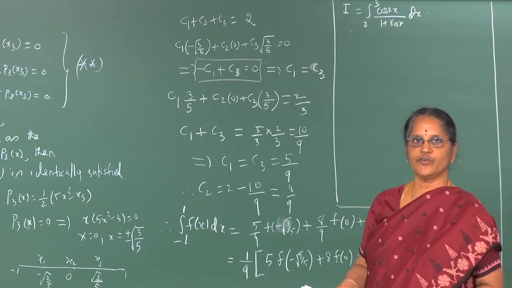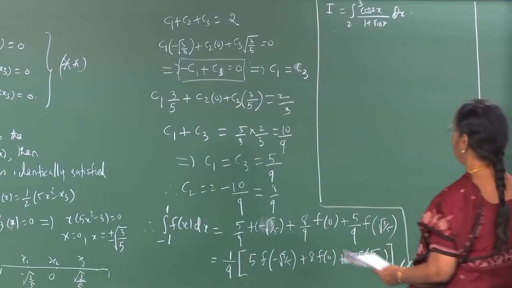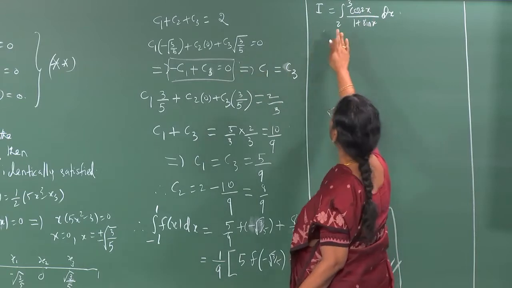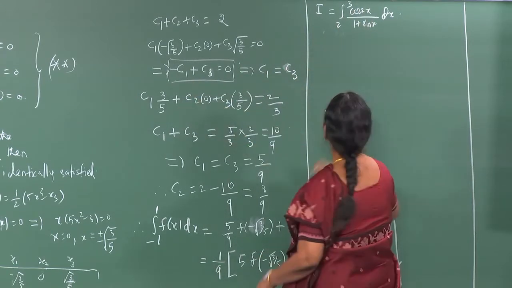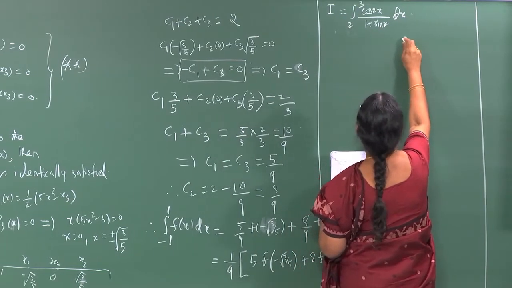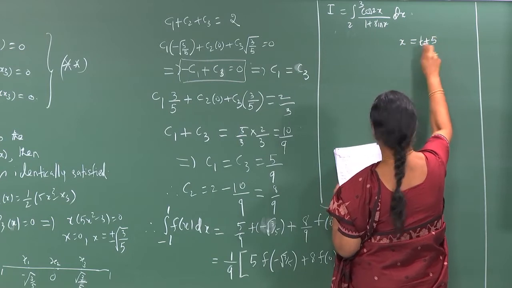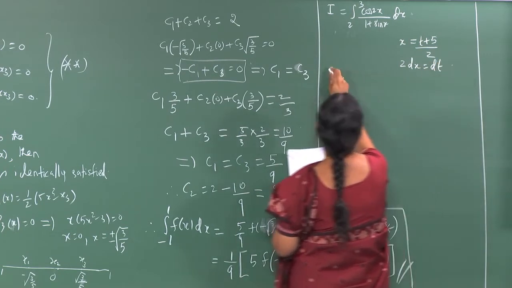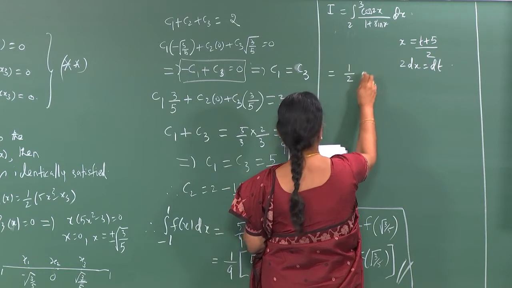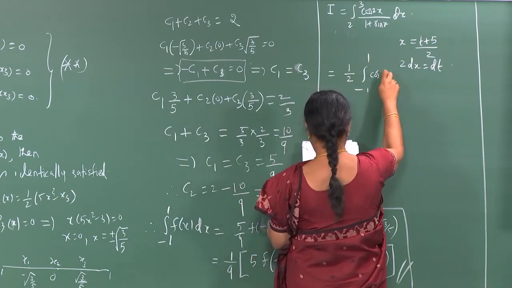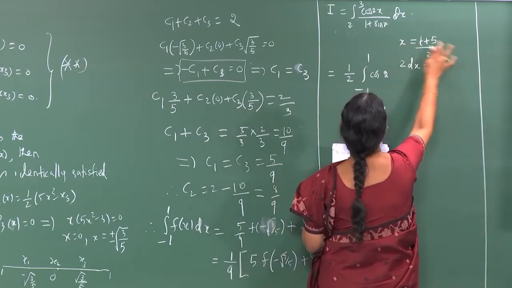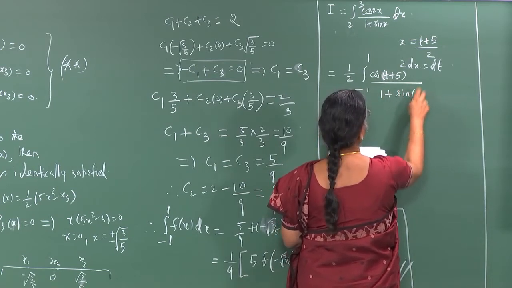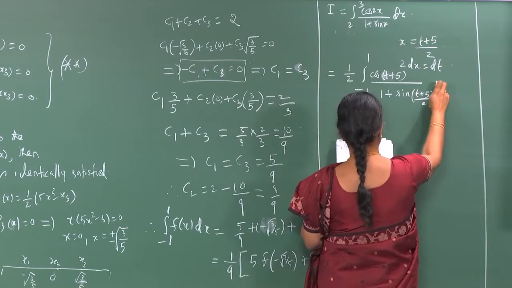We have already done this using 2-point method. Let us work this out using 3-point method. So, since the interval of integration is from 2 to 3, we must change this interval to minus 1 to 1. So, we use the transformation that x is equal to t plus 5 divided by 2. So, that 2 dx will be equal to dt. So, this will be equal to integral half of minus 1 to 1 cos of 2 into 2x is t plus 5. So, I can substitute cos t plus 5 divided by 1 plus sine of t plus 5 by 2 into dt.